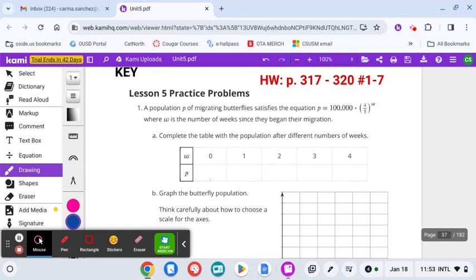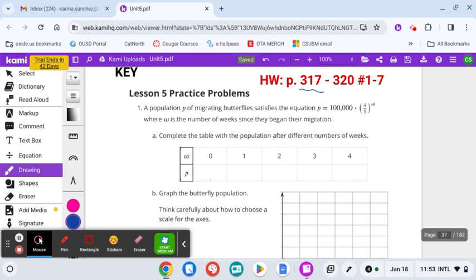All right, let's take a look at Lesson 5 from Unit 5 of Algebra 1. In your student workbook, it's on page 317, and this is Illustrative Mathematics by Imagine Learning. We're looking at question 1. A population P of migrating butterflies satisfies this equation, where W is the number of weeks since they began their migration. And we're supposed to complete the table with this population.